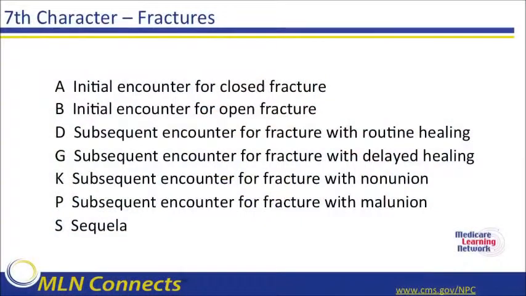Slide 14 provides examples of some of the seventh characters for fracture codes, including initial encounter for open versus closed fracture, subsequent encounter for fracture with routine healing and delayed healing, subsequent encounter for fracture with non-union or malunion, and sequela. That makes sense, but don't some ICD-10 codes contain an X? What is the purpose of the X and how is this used?